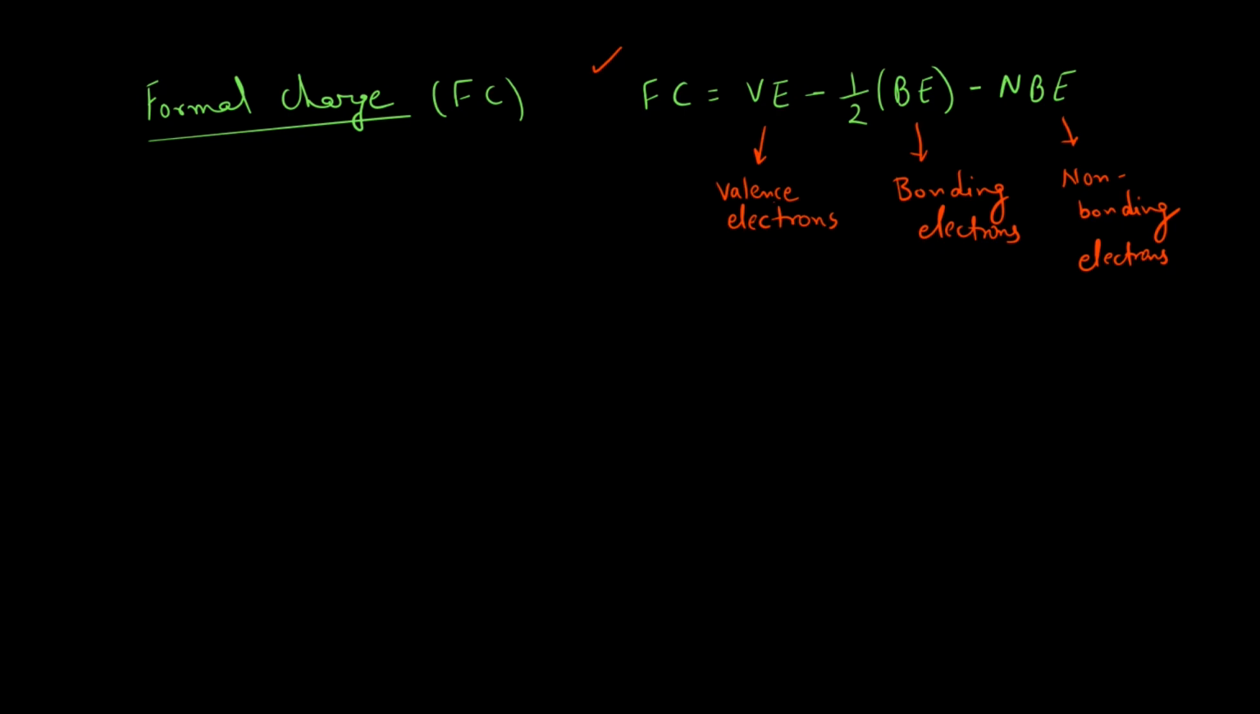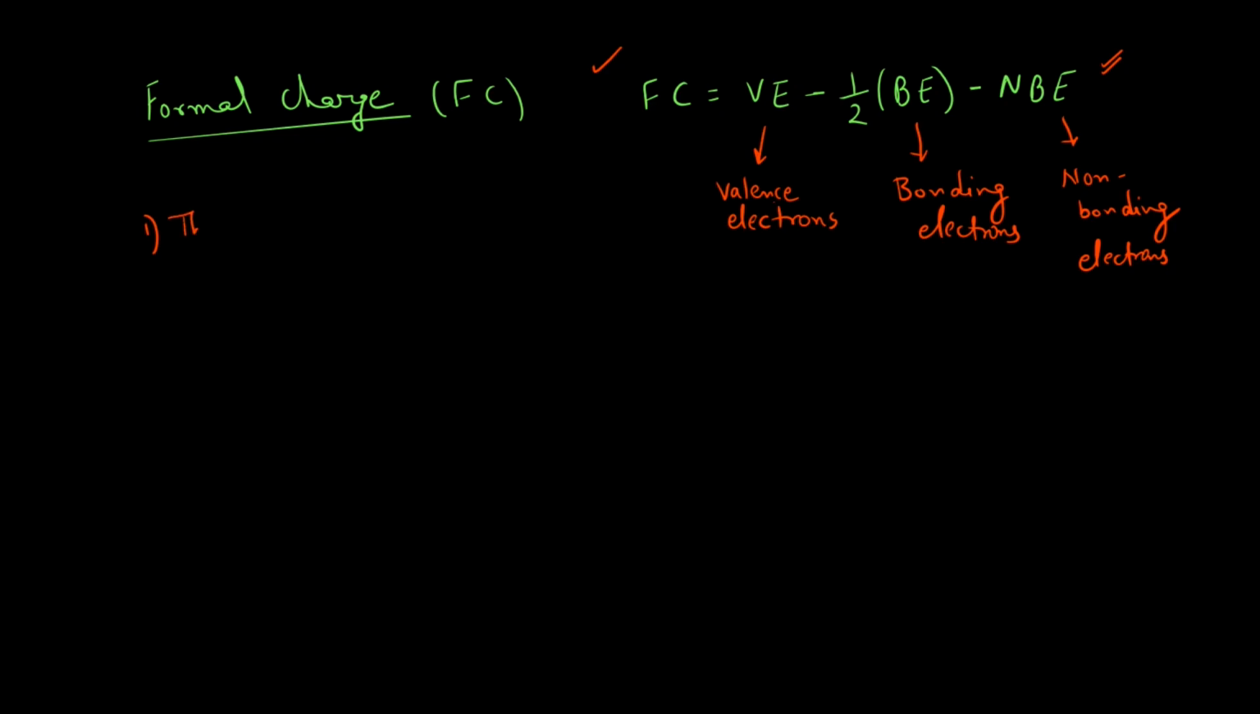Actually, one molecule can have more than one Lewis structure, so we have to decide which Lewis structure is most likely. In order to decide that, we use this formula to calculate the formal charge on each atom in the Lewis structure. Based on three points, we decide which Lewis structure is most likely.